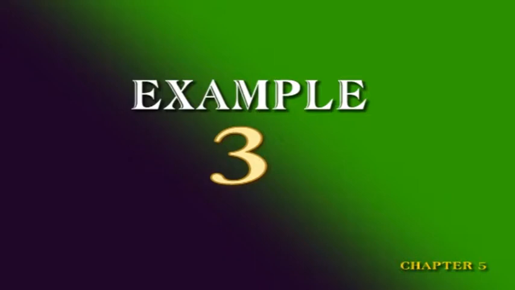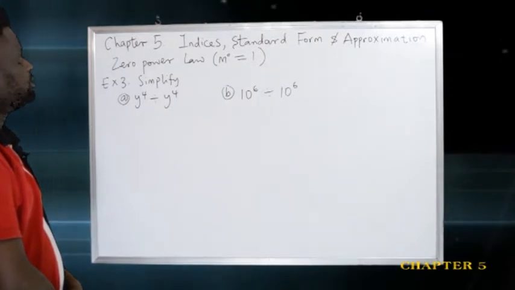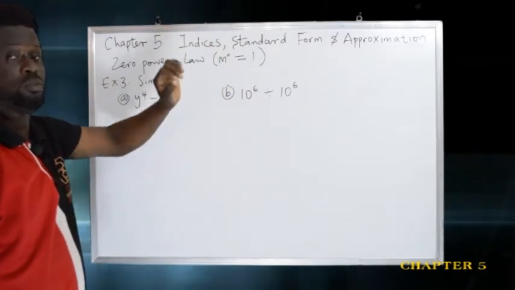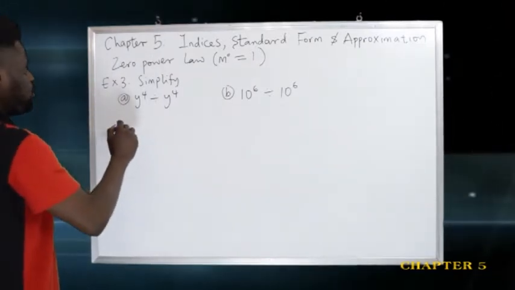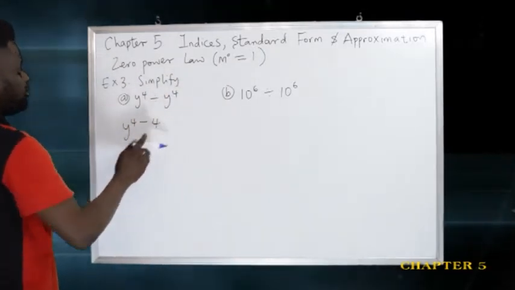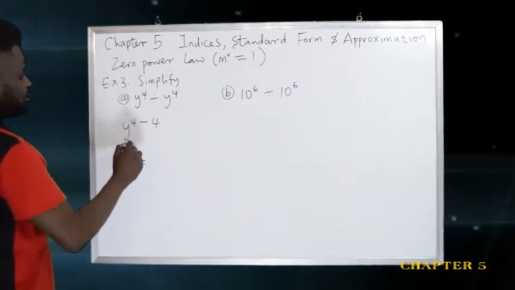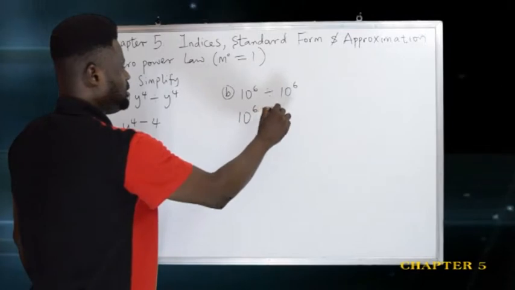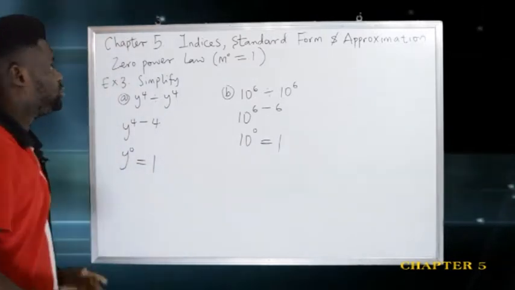So example 3, the zero power law, the law of when the power is raised to 0. Anytime you see m raised to the power 0, it is 1. 1 million raised to the power 0, anything raised to the power 0 is 1. That's the third law. So solution, we have y raised to the power 4 divided by y raised to the power 4, so you minus the powers. That's the second law that we have done. This will give us y raised to the power 0. Based on the third law, once the power is raised to 0 it is 1. 10 raised to the power 6 minus 6, this will be 10 raised to the power 0, this will give us 1. That's what the law says. So we'll go to the next stage.